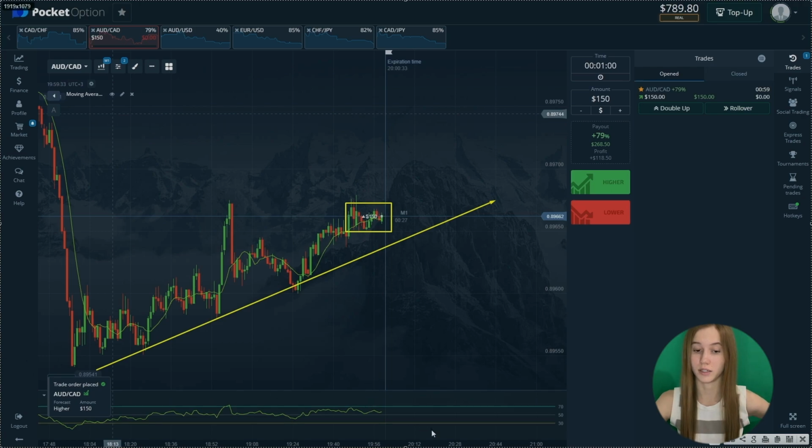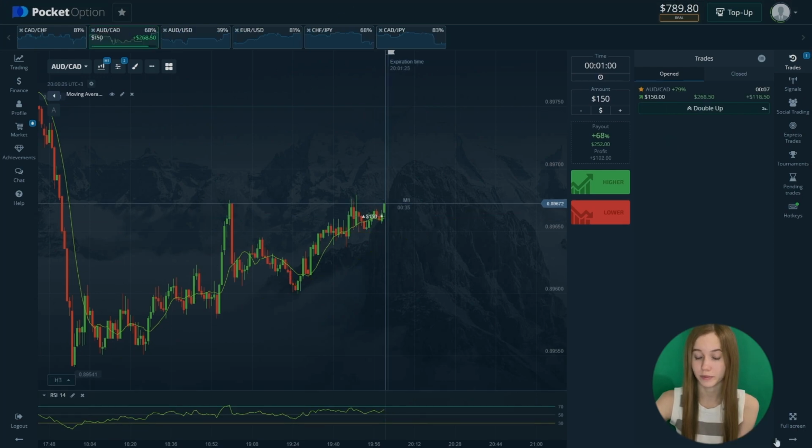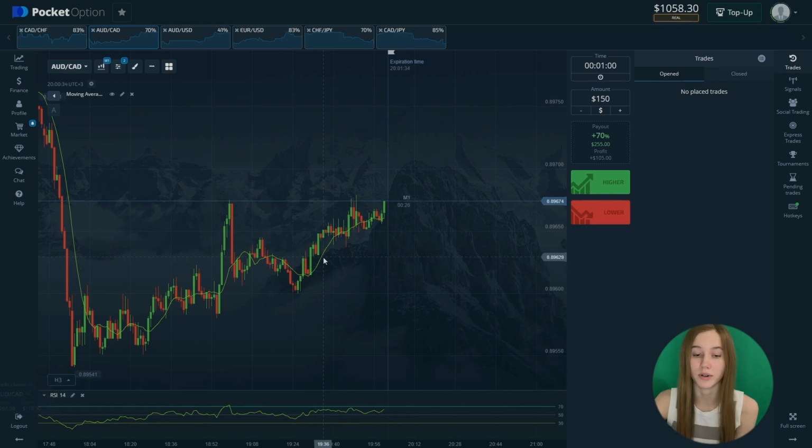RSI is located at the bottom. We see that we also have a small moving average at the correct upper position. It confirms that our trend is increasing, and we opened up for growth. Let's see. Yeah, great. Profit is $180.